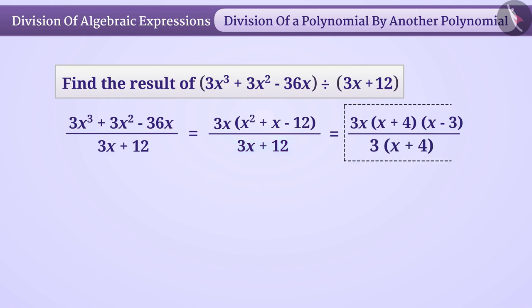We will see that the factors 3 and (x plus 4) are common to both the numerator and the denominator, so we can cancel them. From this, we get the result as x into (x minus 3), that is x square minus 3x.